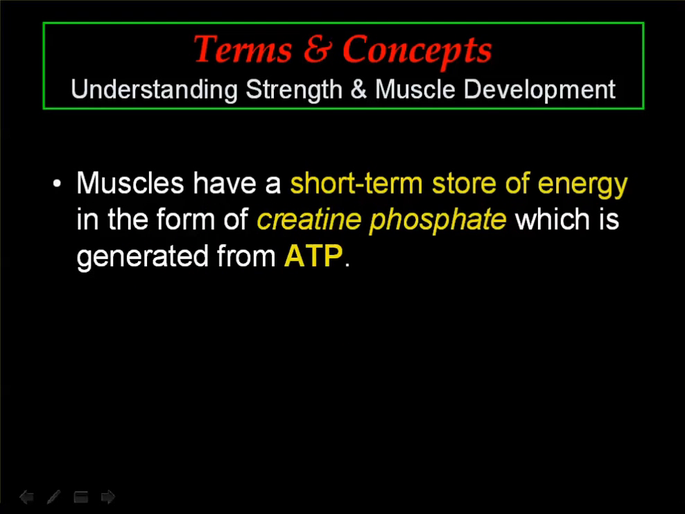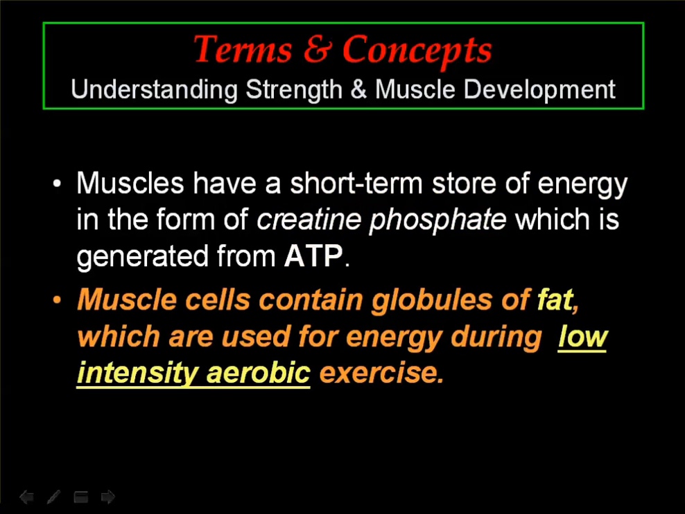Muscles, all of our skeletal muscles, have a short-term store of energy in the form of creatine phosphate, which is generated from ATP. Muscle cells contain globules of fat, which are used for energy during low-intensity aerobic exercise. Notice the muscles derive energy from creatine phosphate and from fat, but again, the fat is used for energy during low-intensity aerobic exercise. We'll discuss more of this in detail shortly.